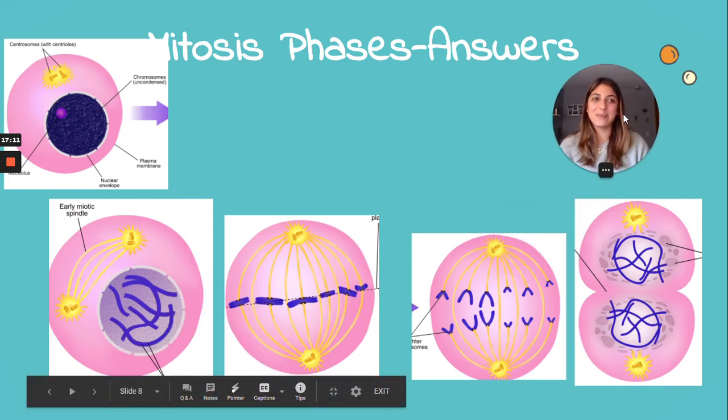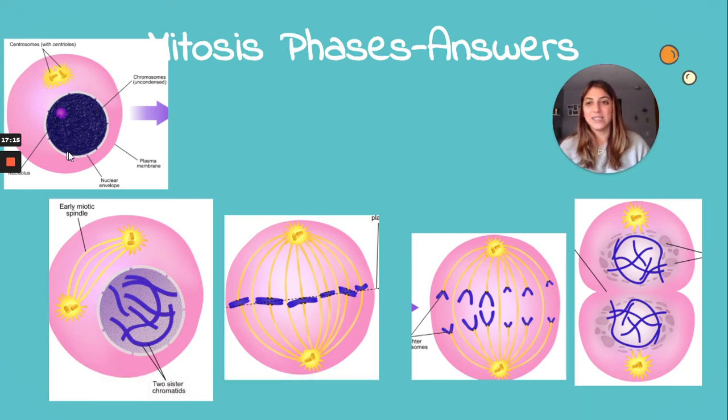Let me go ahead and move my face. But this is the order of mitosis. So we've got our interphase. You see the chromosomes are uncondensed, you can't really make them out. The nuclear envelope is there, right? You have centrosomes with centrioles, and you see the nucleolus, right?